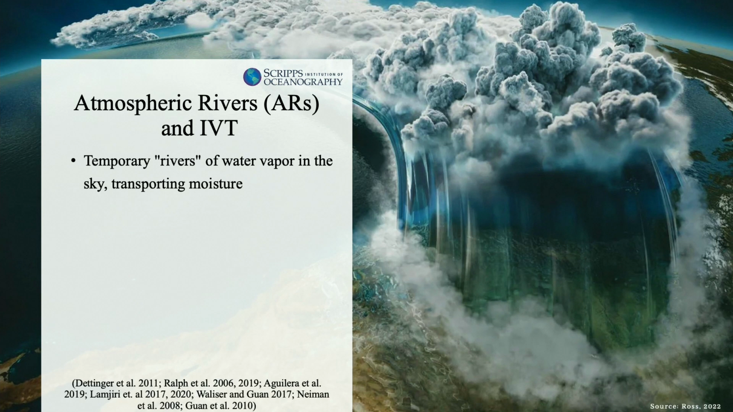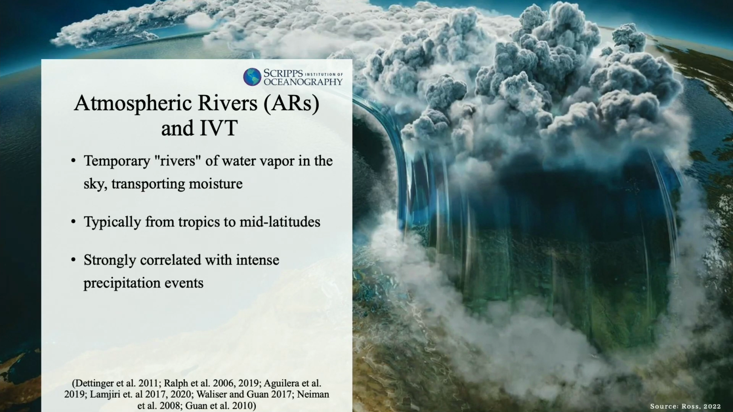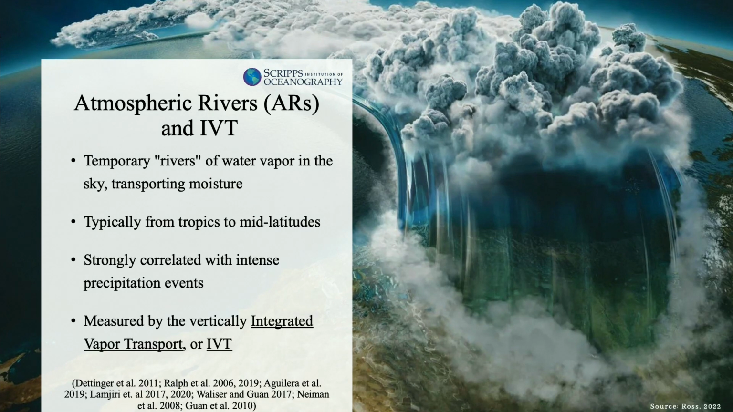So as I mentioned, much of California's precipitation comes through atmospheric rivers, or ARs. These are temporary rivers of water vapor in the atmosphere that are transporting massive amounts of vapor, typically from the tropics into the mid-latitudes, and they are strongly correlated with orographic precipitation when they make landfall. And atmospheric rivers can account for about 30 to 50% of the water in California.